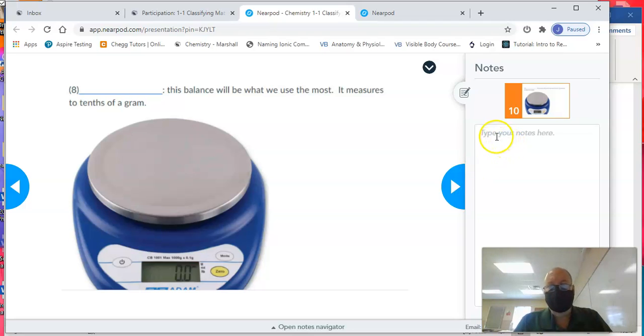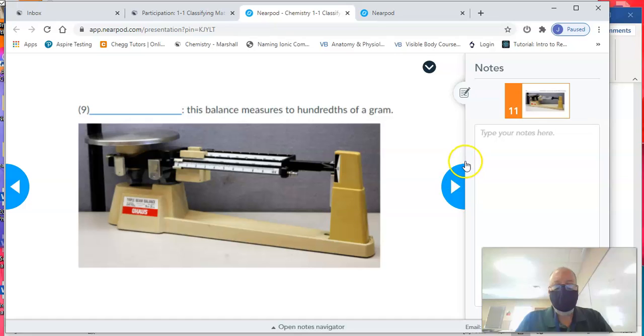In the laboratory, we'll use a couple of different types of balance to measure mass. This is an electronic balance. This balance will be what we use the most. It measures to tenths of grams, which may not always be sensitive enough. And then this is a triple beam balance. This particular triple beam balance actually happens to measure to hundredths of grams, so that's a little more sensitive, and that's usually what we'll be wanting.